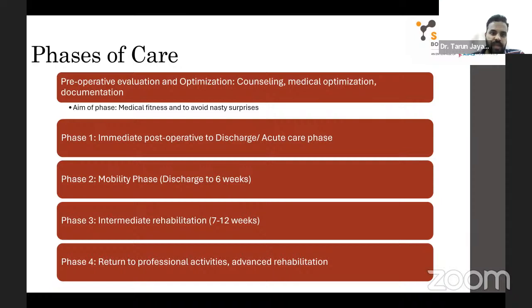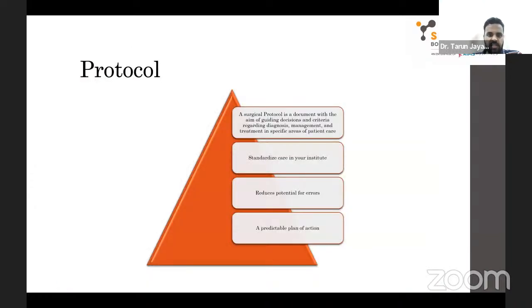As you can see, the care for the patient begins preoperatively. That is, even before the surgery starts and during the time of counseling, we always try to optimize the patient. And all this has already been discussed in the first session. Coming to the phases following surgery, we have the immediate postoperative phase, the mobility phase up to 6 weeks, the intermediate rehabilitation phase up to 3 months, and lastly, the return to activities.